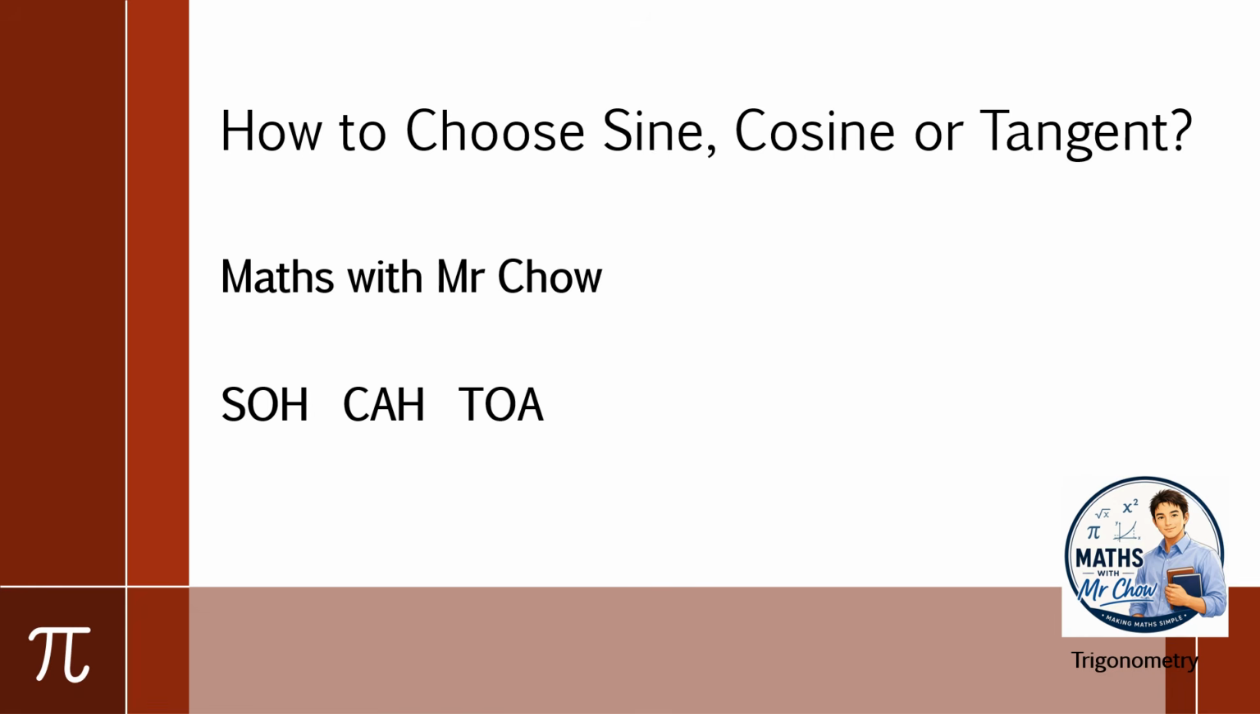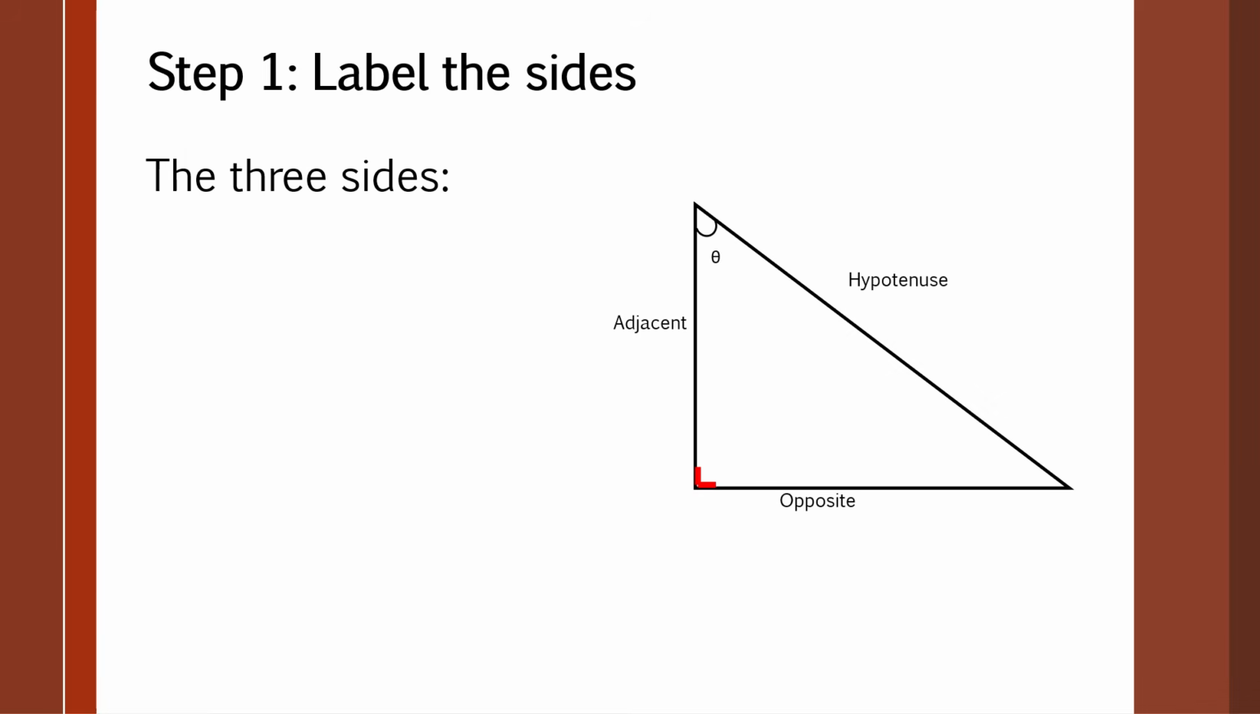Welcome to Maths with Mr. Chow. How do you know whether to use sine, cosine, or tangent? In this lesson, we'll learn a simple way to choose the correct trigonometric ratio using SOH, CAH, and TOA. Let's get started. Step 1.